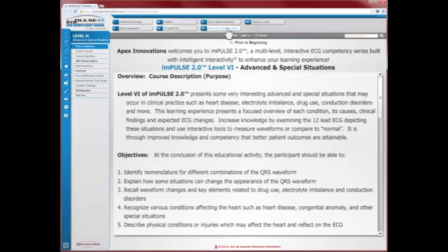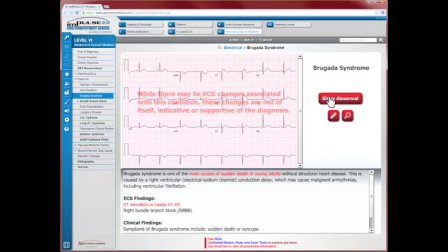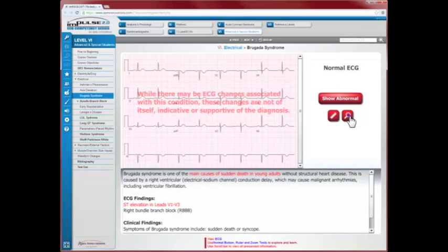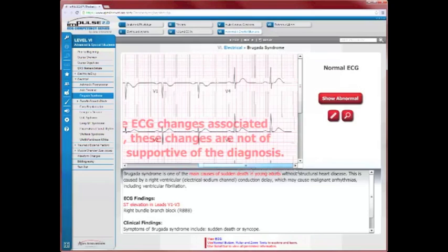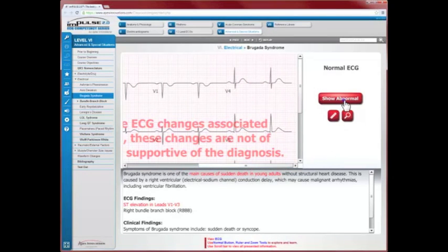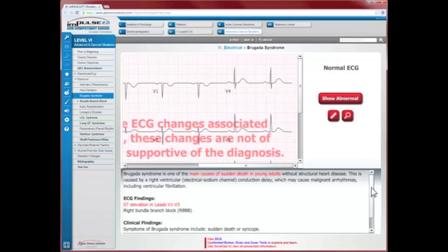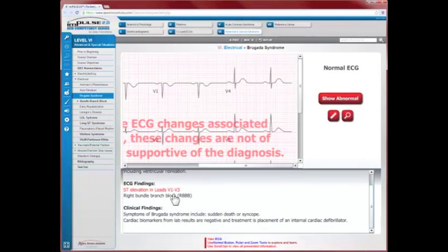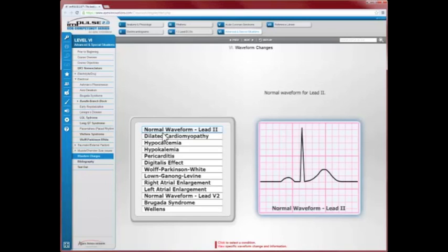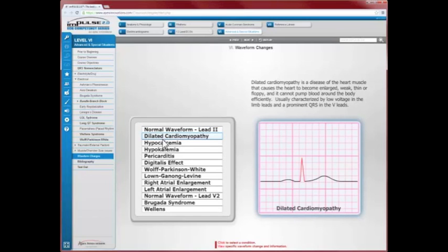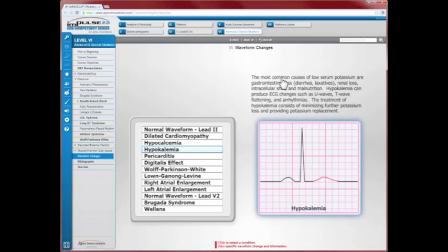Level 6, there's no time like the present to learn about some very interesting advanced and special situations you may encounter in clinical practice such as heart disease, electrolyte imbalance, drug use, conduction disorders, and more. Our goal is to give you a focused overview of each condition, its causes, clinical findings, and expected ECG changes. Increase knowledge by examining the 12-lead ECG depicting these situations and use interactive tools to measure waveforms or compare to normal.